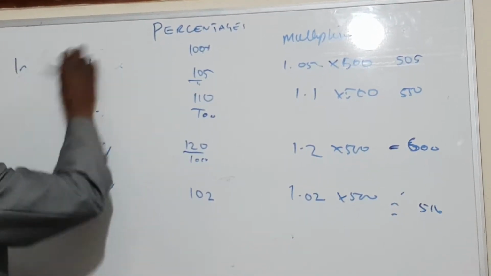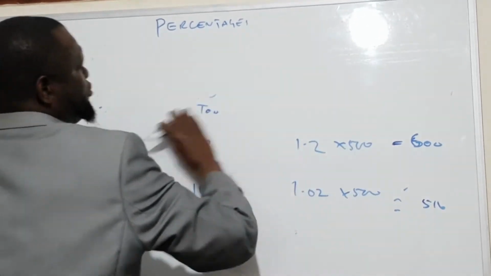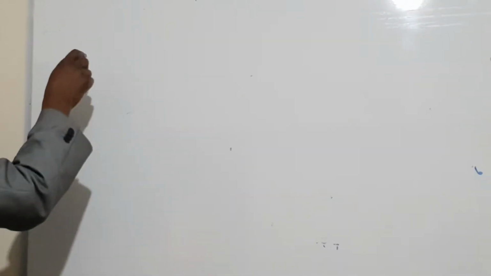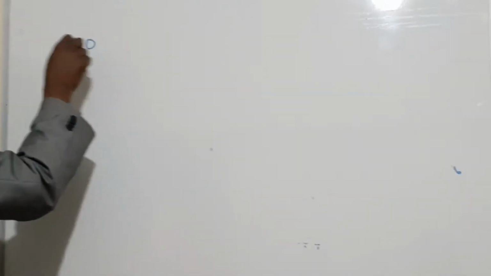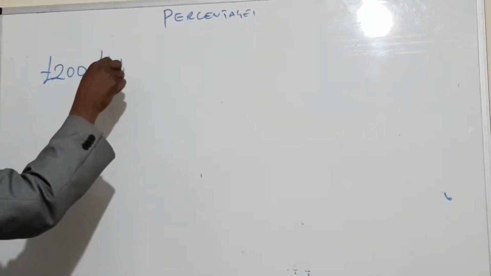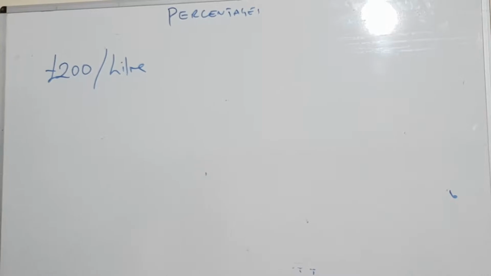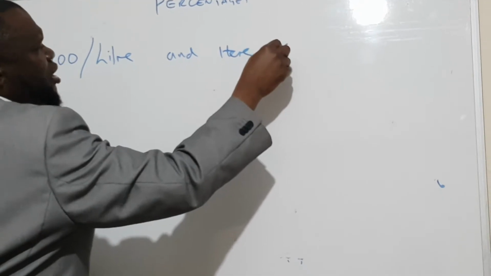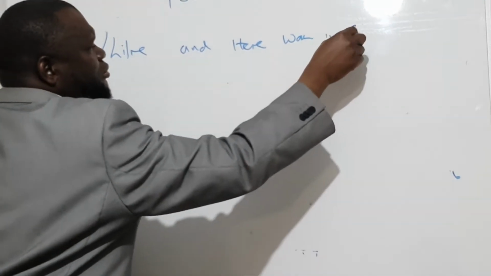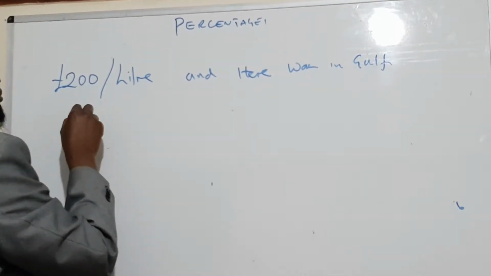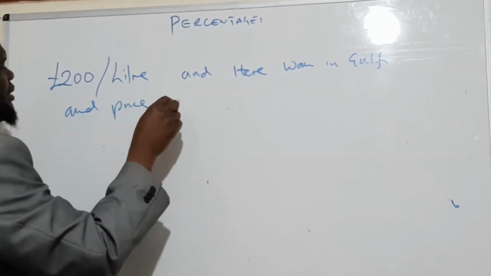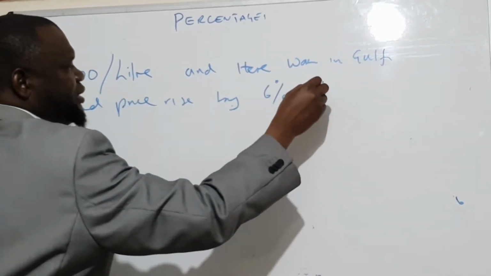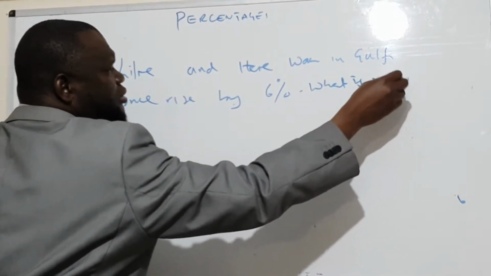So alternatively, let's say the price of petrol last year was 200 pounds per liter. This is an example, yes? And there was a war in the Gulf. And the price rose by 6%. What is the new price? What is the new price?